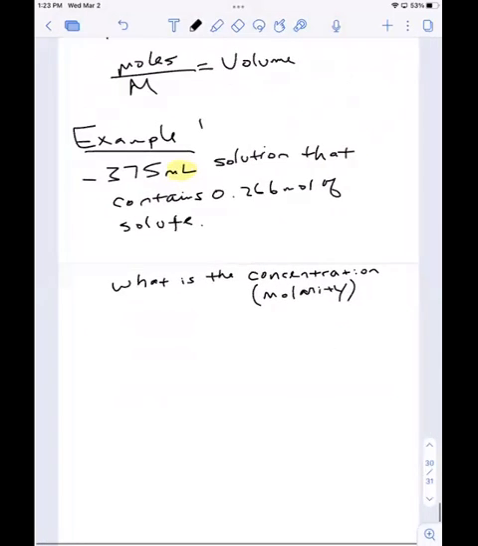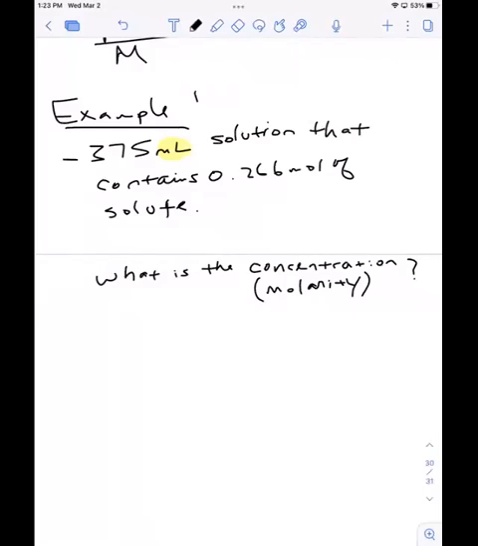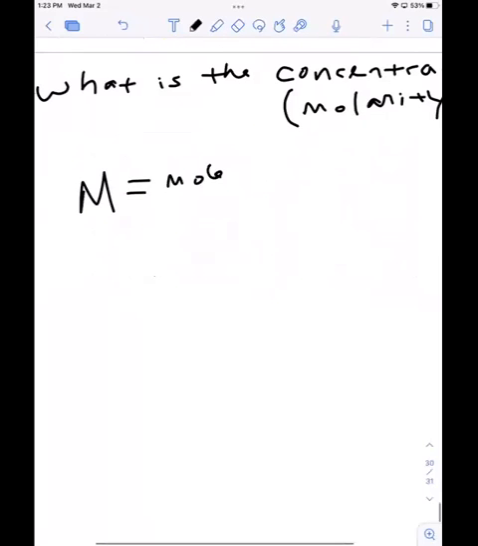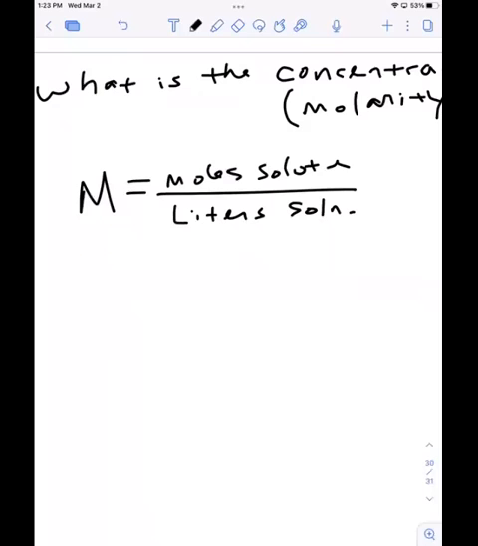Right, when you hear the word concentration, we also call that the molarity. So those are interchangeable terms. So when you see a question on the test or a quiz that asks for the molarity, it's asking you for the concentration, the number of moles per liter, number of moles of solute per liter of solution. All right. So this is what we're calculating. Moles of solute over liters of solution.